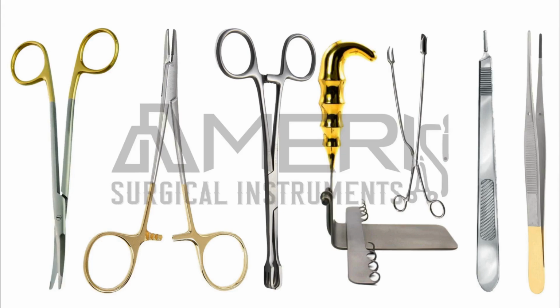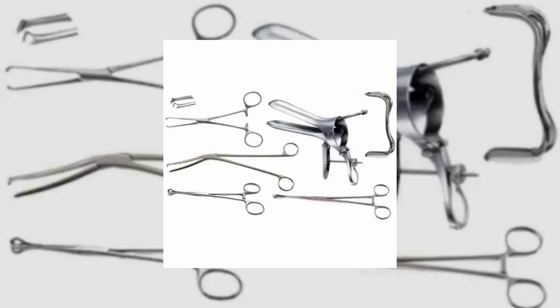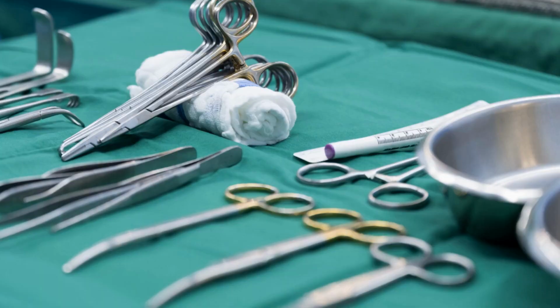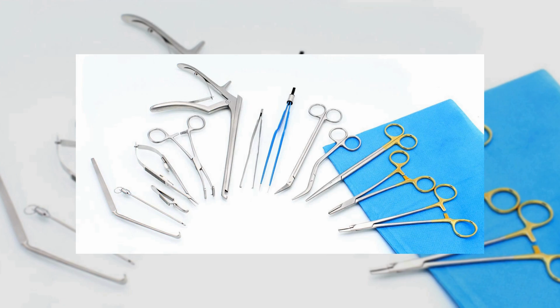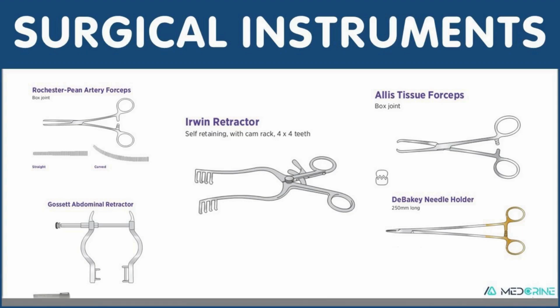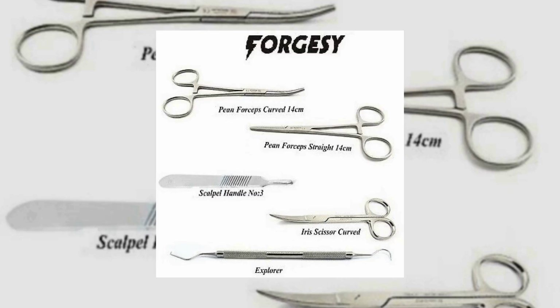Suctioning and aspirating instruments. Suction tubes, used to remove blood, pus, or other fluids from the surgical area. Catheters, used to drain fluids from body cavities. Dilating and probing instruments. Examples: dilators, used to expand an opening or passage in the body. Probes, used to explore wounds or body cavities.